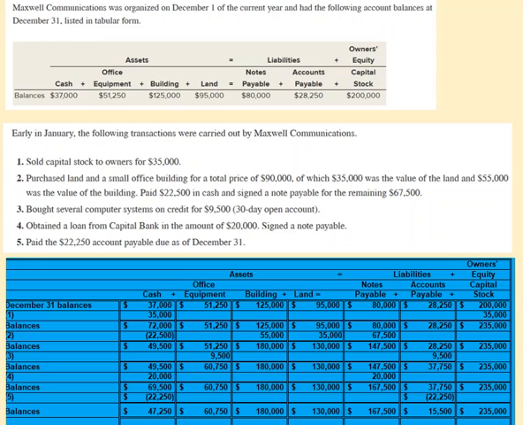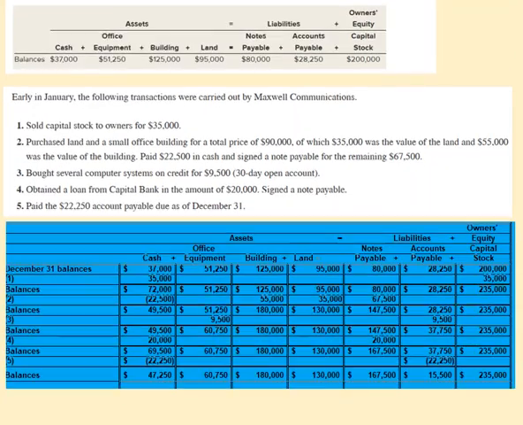So what they give us here is this company started with the following balances, okay? Cash, $37,000. We have a balance for office equipment, building, land, notes payable, accounts payable, and owner's equity, which in their case is just capital stock. Okay, so we start out by entering those balances here. So the first line that we have here are those beginning balances.